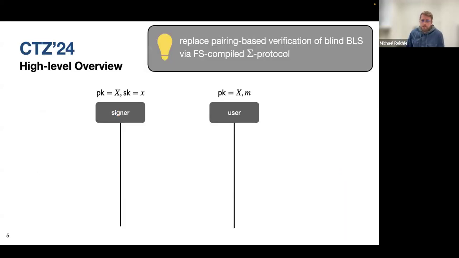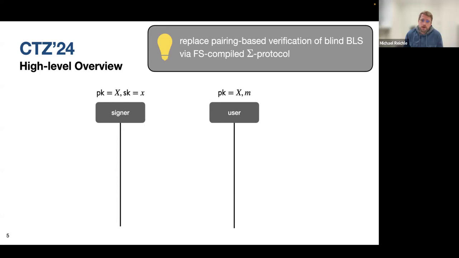Right, so this is our result. In the next part, I want to give you an overview of our constructions and what CTZ does, because our constructions build on them. I'll also try to give you at least a high-level intuition for the security proof.